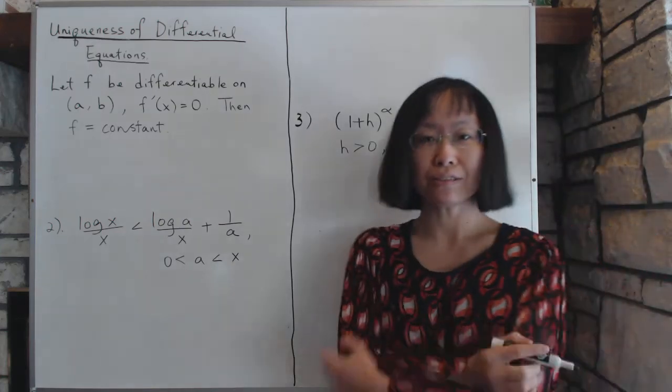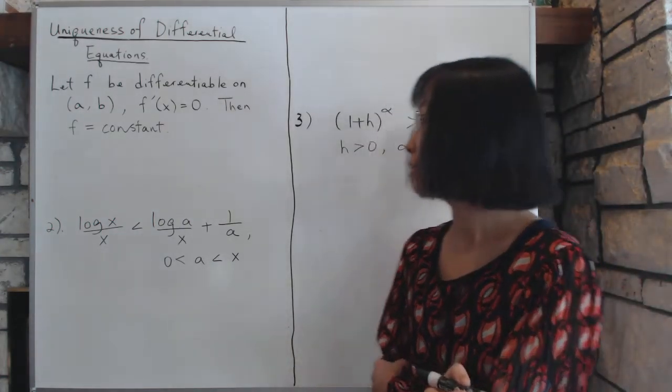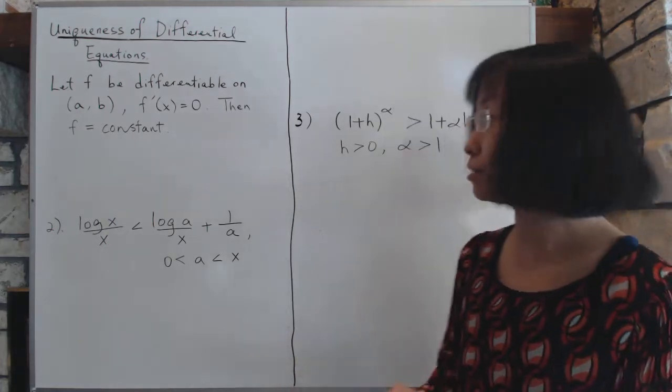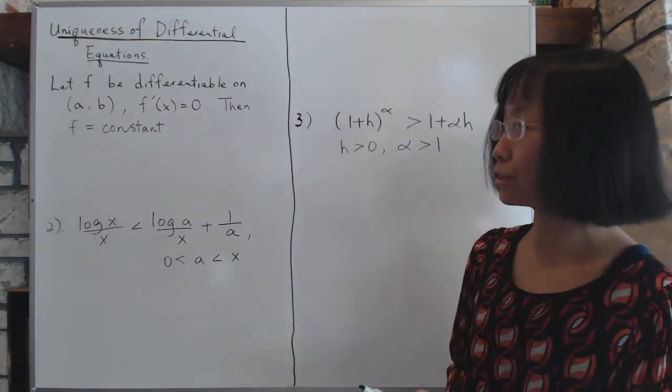Section 1.2, the law of the mean examples. We're going to do 3 different examples. The first example is actually a theorem. It's the uniqueness of differential equations.